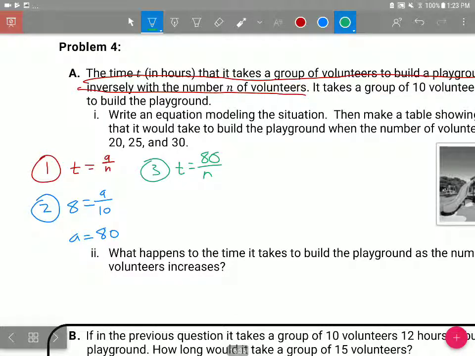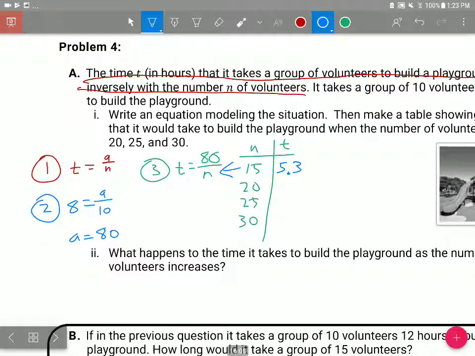And they want you to build a table with the following values. 15, 20, 25, and 30. So pull out a calculator and start plugging those puppies in. What is 80 divided by 15? Anybody with a calculator? Just plug in 15 for N. 5.3. Okay, 5.3. When you get to word problems, I don't care if you round. Everywhere else, give me an exact answer.